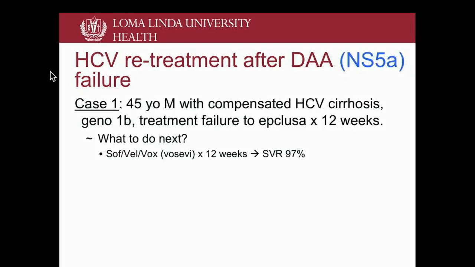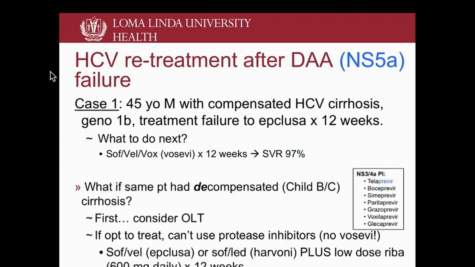So back to our case, this gentleman has compensated hep C cirrhosis, genotype 1B, failed Epclusa. What would you treat him with? You would treat him with Vosevi for 12 weeks, and you can tell him this will offer him an SVR rate of approximately 97%.